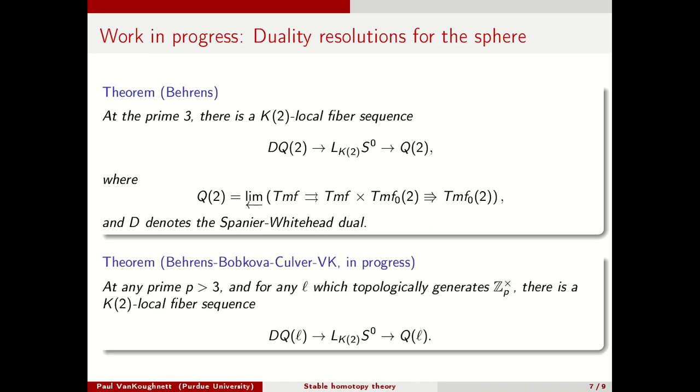In joint work with Behrens, Irina Bobkova, and Dominik Kulver, we're proving that at any prime greater than 3, and for any level L which topologically generates Z_p cross, there is a K(2)-local fiber sequence of the same form. So the K(2)-local sphere can be understood in terms of elliptic curves with level L structure. Here QL is defined analogously to Q2.